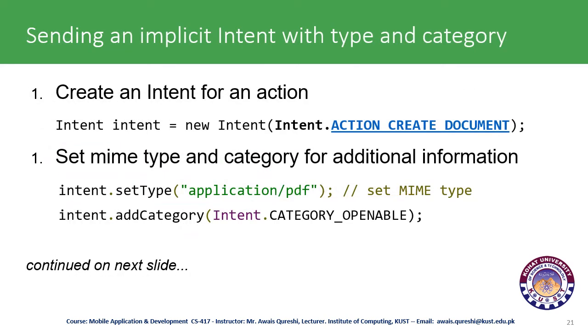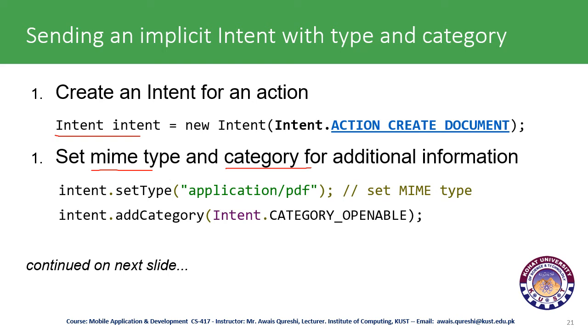Sending an implicit intent with type and category. So first of all, we create an intent object, and this is an action which is called Intent.ACTION_CREATE_DOCUMENT. This is an indicator to the intent that we are going to create a document, a file. Set MIME type and category for additional information, like let's suppose we are going to create a PDF document. So in that case, we always set the MIME type and its category.